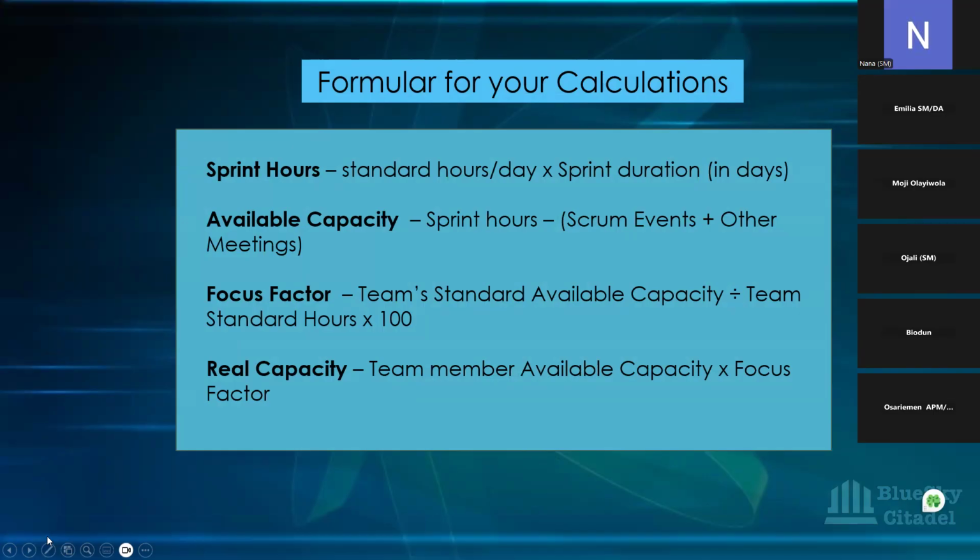So remember your sprint hours is your standard hours times the sprint duration. So the standard hours is 8 hours per day. The sprint duration is 10 days. So your sprint hours will be 80. That's 8 times 10 to get 80.